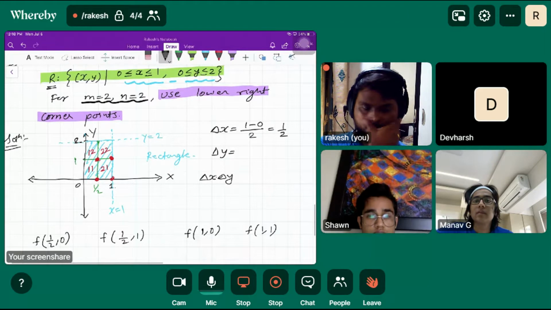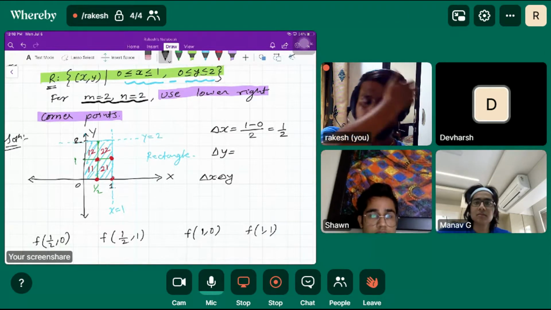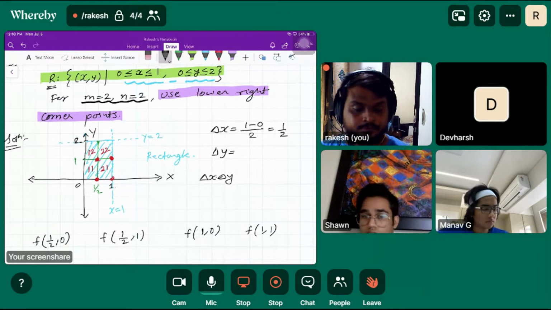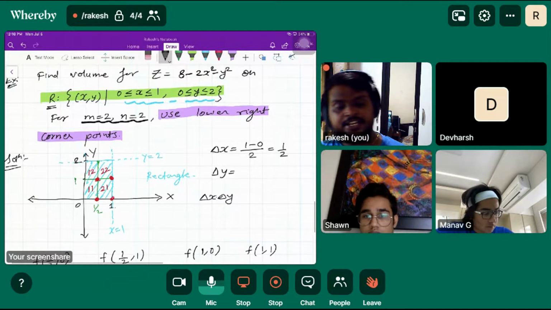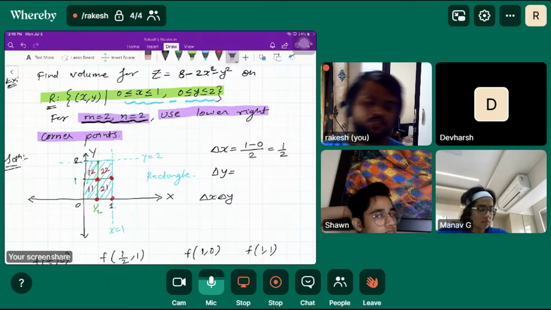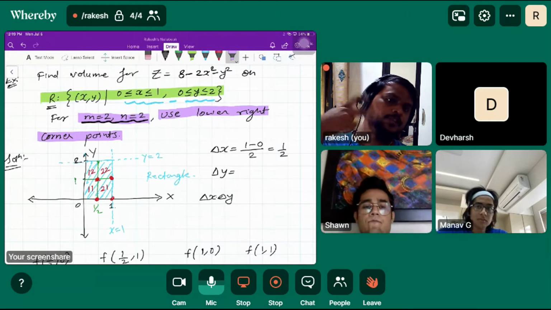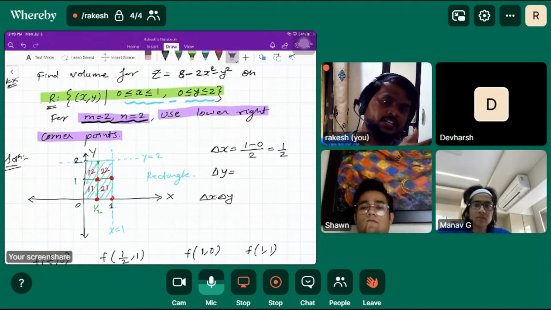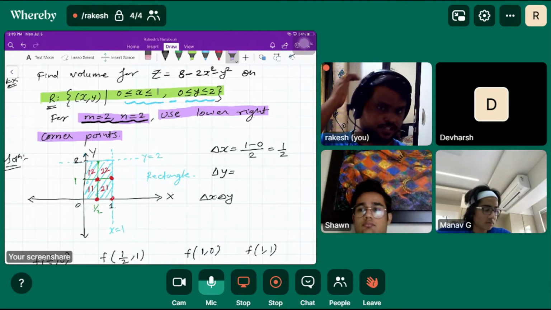Isn't delta x and delta y supposed to be a very small value? No, they already gave you the partition you have to follow. It means m is equal to 2 and n is equal to 2 in the question. We have to make only 2 partitions along the x-axis and 2 partitions along the y-axis. They are already given in the question.